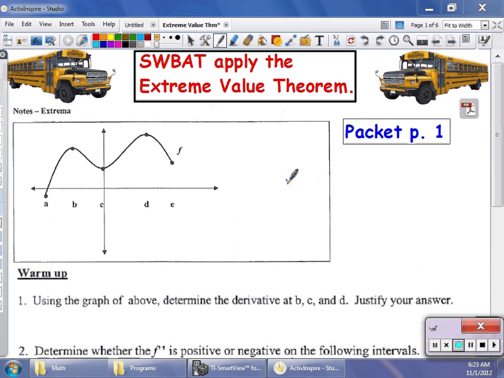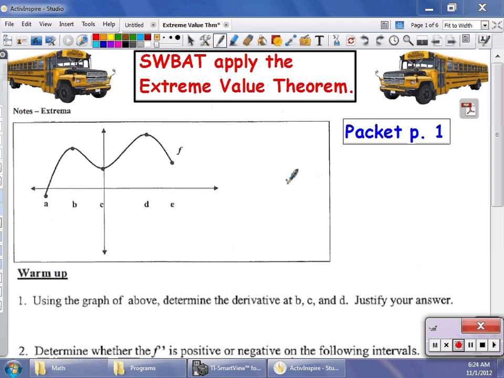All right, we're going to take a look at the extreme value theorem, and before we get into that, we're going to take a look at a graph and answer some questions. If you're in my class, this is in your packet on page 1, so I would encourage you to stop the video at this point and do this warm-up by yourself, and then come back and look at the video and make sure that you answered the questions correctly, just to check yourself to make sure you understand what you're doing.